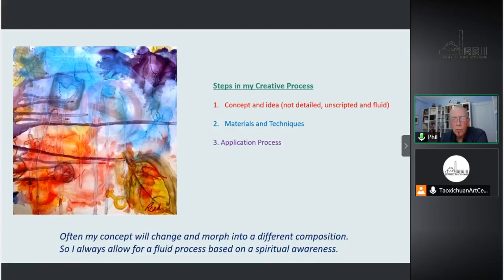Often my concept will change and morph into a different composition. So I always allow for a fluid process based on a spiritual awareness.